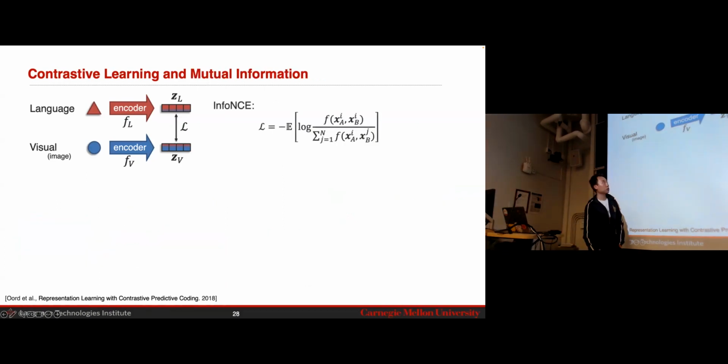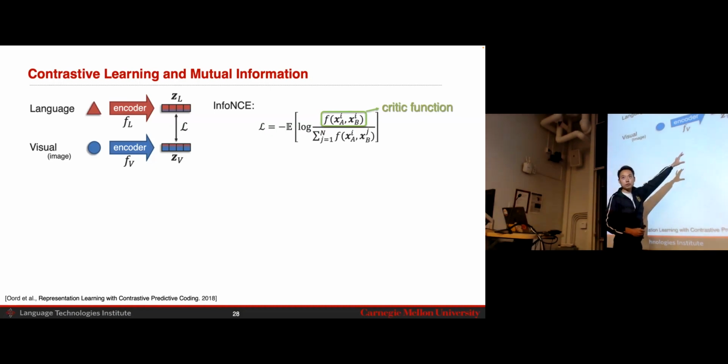So here's a very simple derivation. Again, I'm going to start with the InfoNCE objective. That loss is the negative expectation of f for your positive pairs. I'm writing f as a critic function. What this f basically represents is all the trainable parameters.